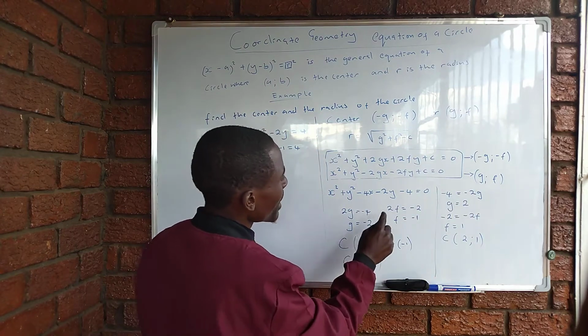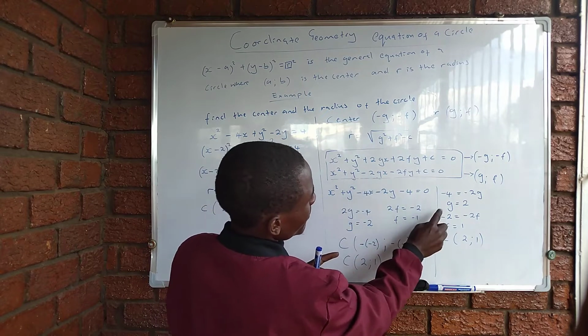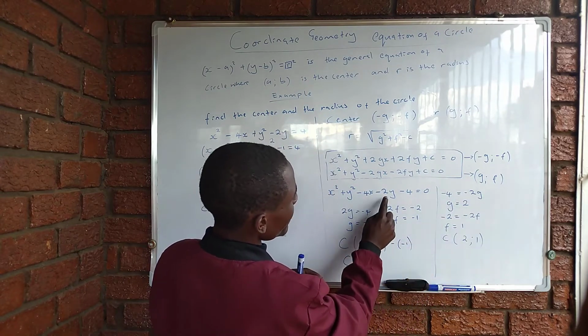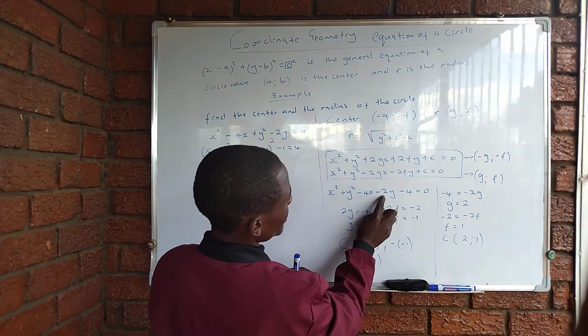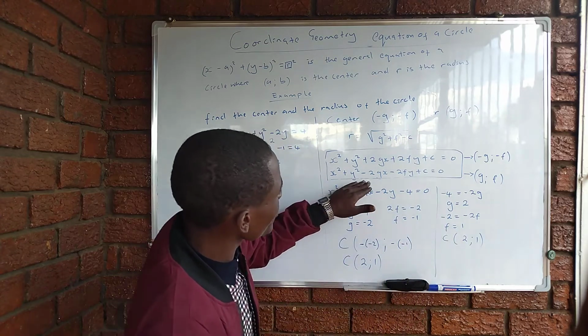Unoya panapa kuti wewe pavana minus 4 paimbova na minus 2g. Minus 4 is equals to minus 2g. Saka g is equals to 2. Right? Then minus 2 is equals to minus 2f. Pana minus 2f, in this case, pana minus 2. Saka f is equals to 1. Right? But e ndo yava ne center positive.